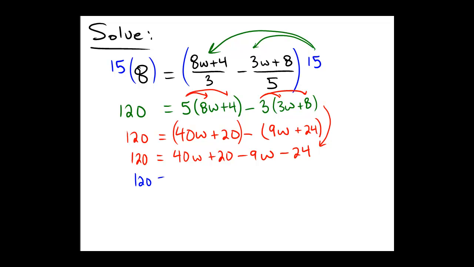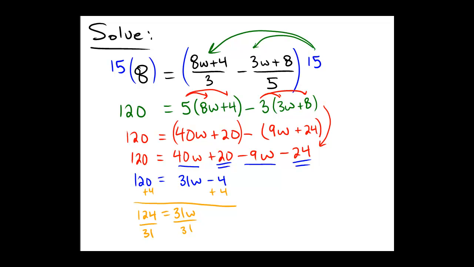Now we have 120 equals 40w minus 9w, which is 31w, and 20 minus 24, which is minus 4. So now we've turned it into literally a two-step linear equation. Let's go through the process. Add 4 to both sides by the additive property of equality to give me 124 equals 31w, and then divide by 31 to isolate the variable and get 4 equals w.